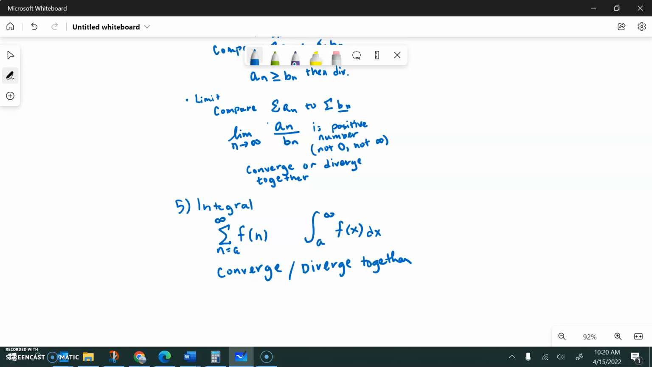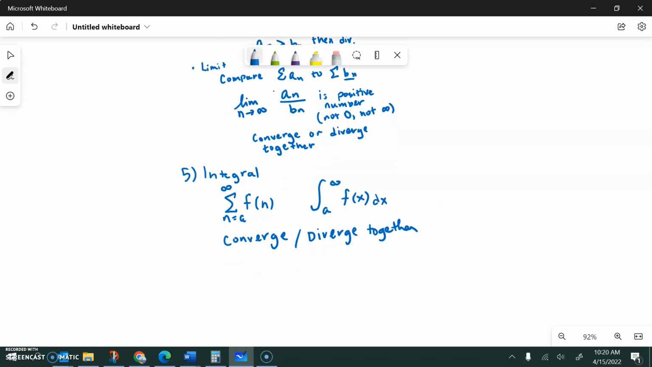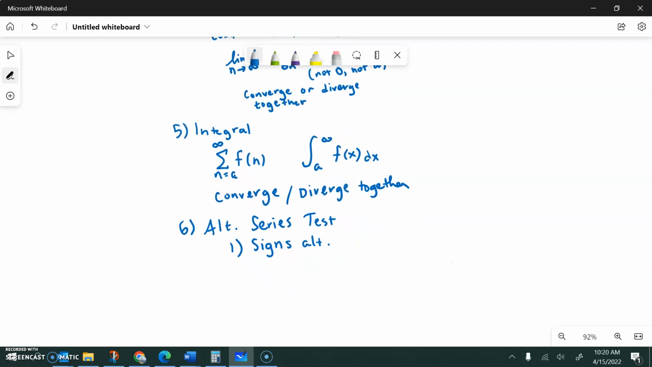But there aren't a lot of functions that have nice, easy antiderivatives. So the integral test is probably not the biggest one that you'll use. What you'll probably wind up using a lot, though, is the alternating series test. Again, it's in a very specific situation. You can use the alternating series test whenever your signs alternate, like actually negative, positive, not like a mix of negatives and positives, but it has to be every other one.